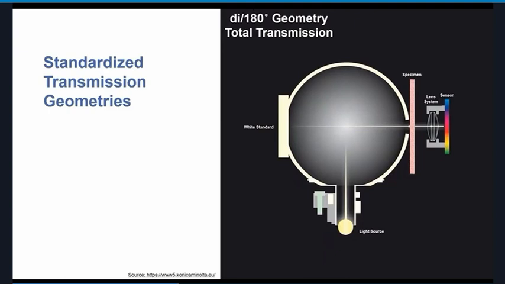So to give you a little bit of a schematic of what that would look like, here's our DI-180 geometry. The total DI-180 gives us total transmission. So what will happen is the light source will enter an integrating sphere. You'll place your sample on the exit port of the integrating sphere, and at another port of the integrating sphere that's 180 degrees from the specimen, you'll have a white standard. So by having the white standard there, the specular or regular component of the light source that's normal to the specimen will be included in our measurement.